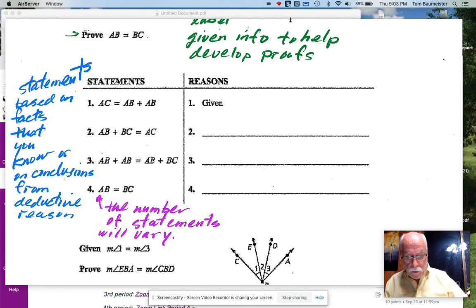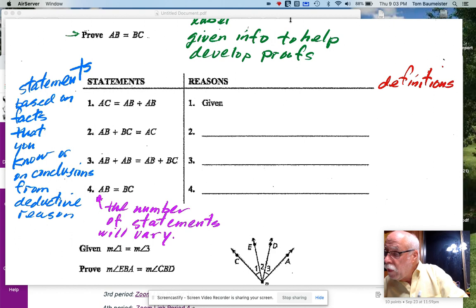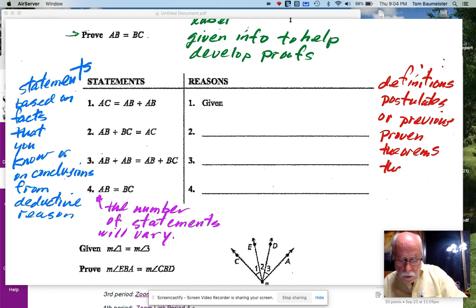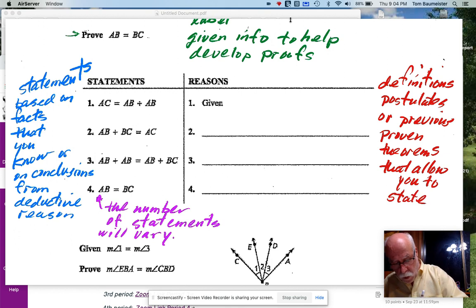All right. So remember, our reasons are always going to be definitions, postulates, again, or previously proven theorems that allow you to state the corresponding statements.